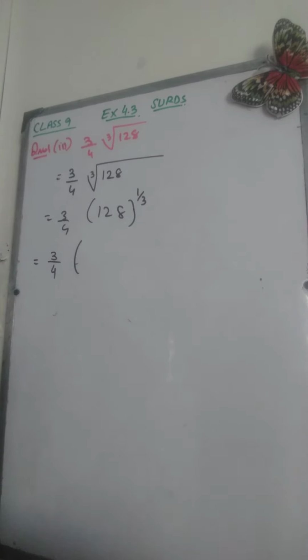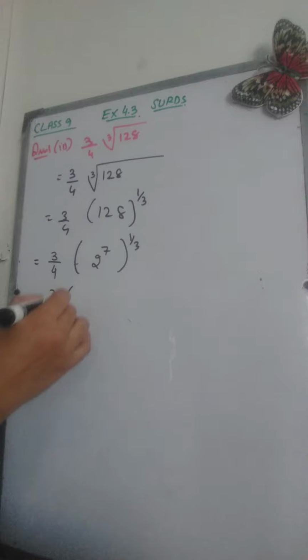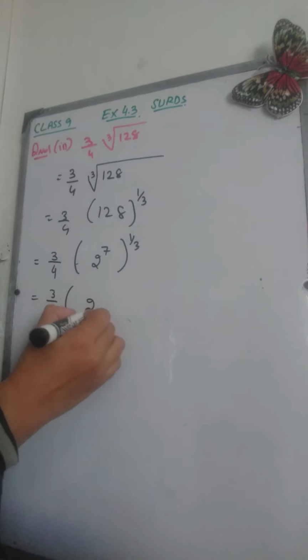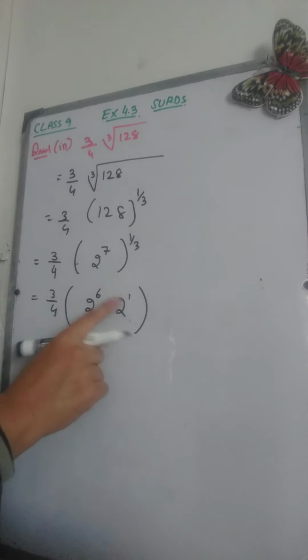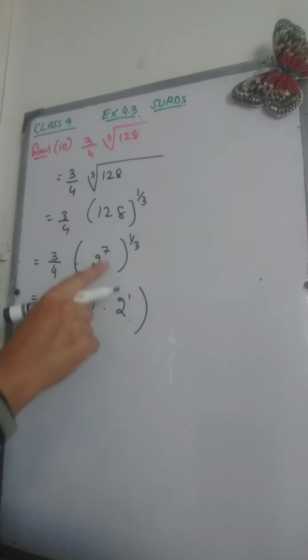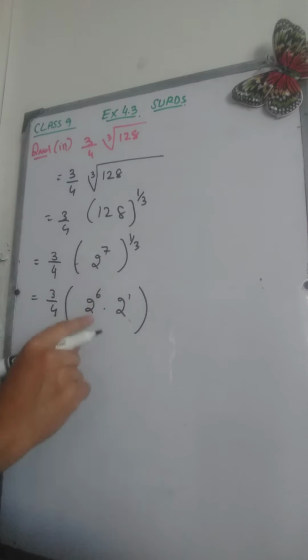We know that this number is not divisible by 3, so we will try to split this expression in such a form that we get powers which are divisible by 3. For example, 2 raised to power 7 can be written as 2 raised to power 6 into 2 raised to power 1, because when these two add, it gives us 7. When bases are same, the powers are added. So I have used this law, a raised to power m into a raised to power n is equal to a raised to power m plus n, and I have split this expression into this.